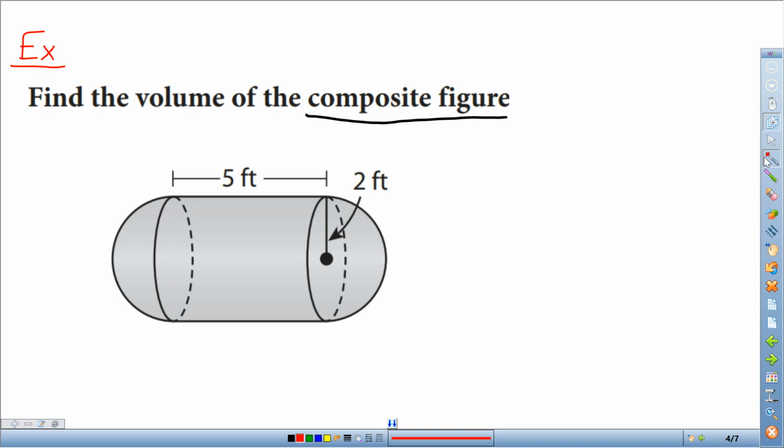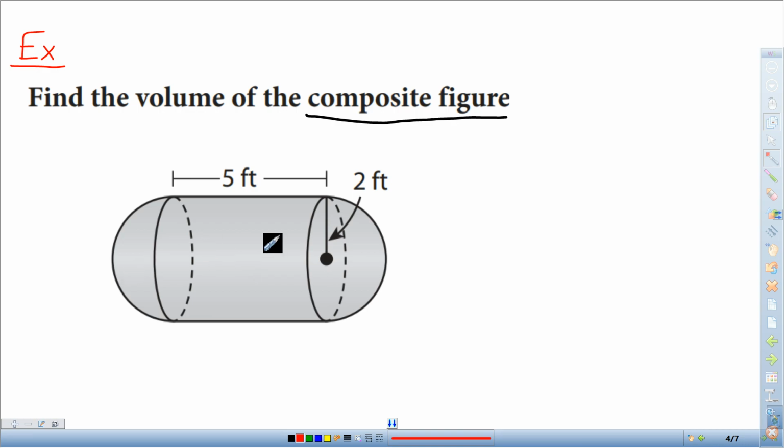Okay, so yeah, basically we need to find the volume of all of these figures and then just add them together. Okay, so here's what I notice. We have half a sphere here and half a sphere here. If I were to combine those two, which by the way, those would be called hemispheres. Half a sphere is called a hemisphere. If I were to combine those, it would make a whole sphere. So basically I have a whole sphere and a cylinder.